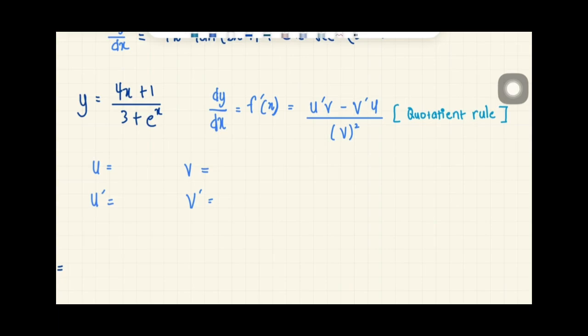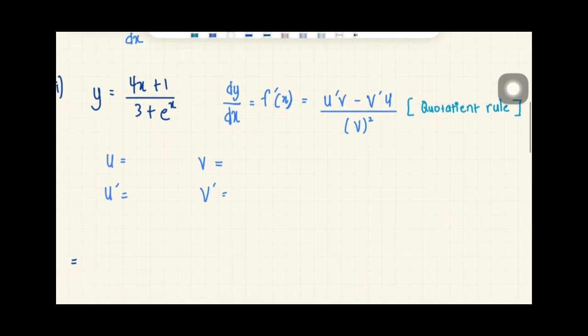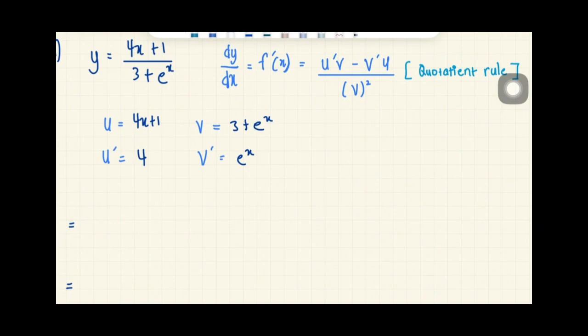The next question requires us to use the quotient rule. Like the first question, we have to determine who is u and v. So u is 4x plus 1, v is 3 plus e to the power of x. Differentiating, we got 4 and e to the power of x. Now let's substitute it into the formula.